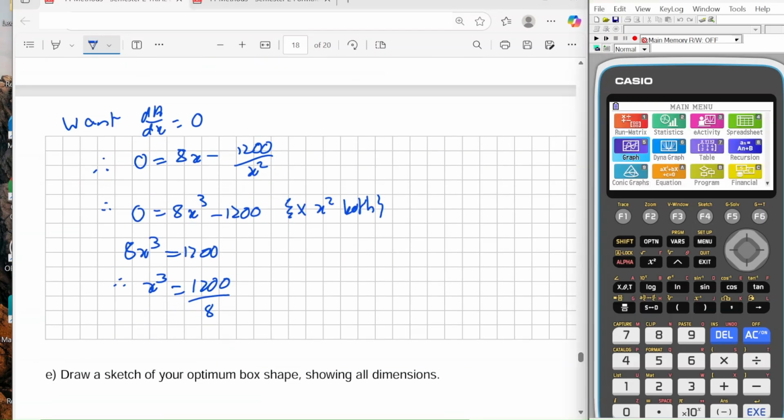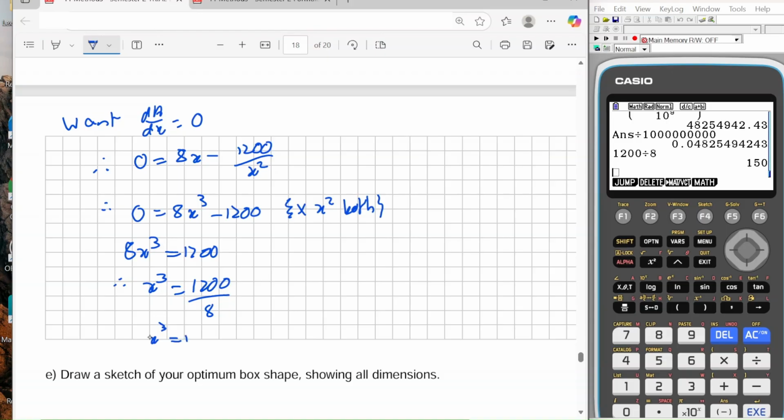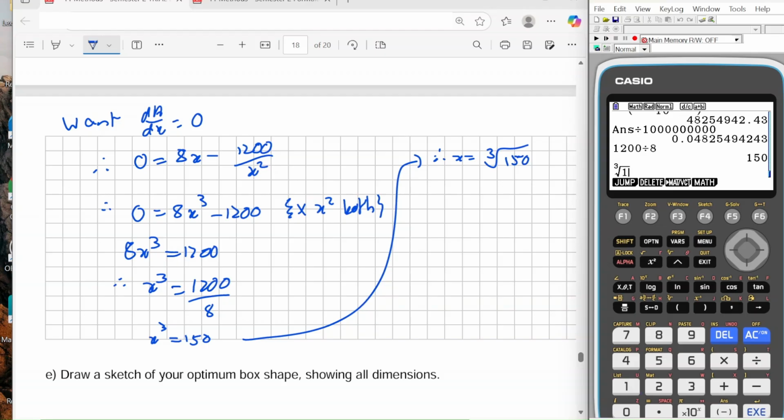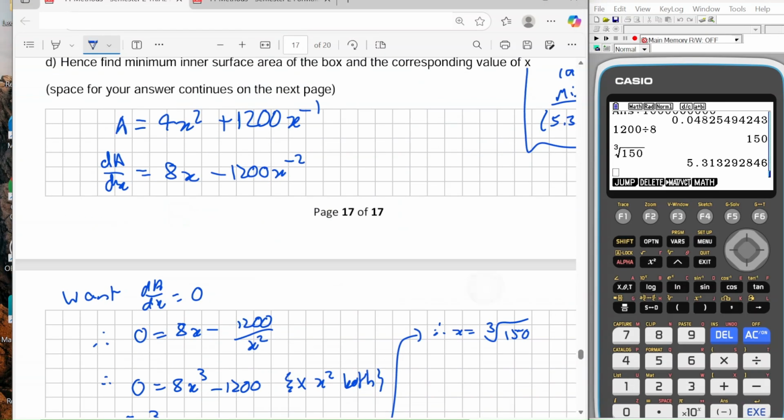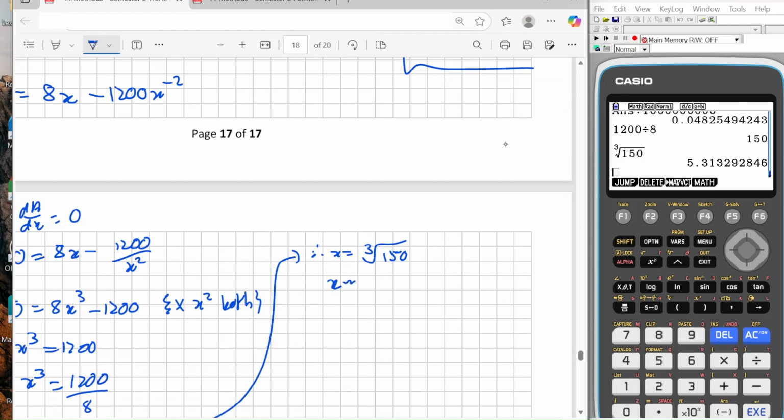We can work out what that is. So 1200 over 8 is 150. x cubed is 150. Therefore, x is the cube root of 150. And if we work out what that is, 5.31. Hey, that looks familiar. Cool. So x roughly equals 5.31 meters.